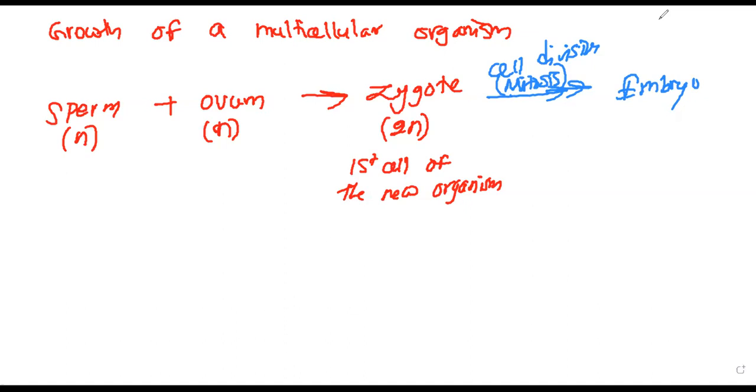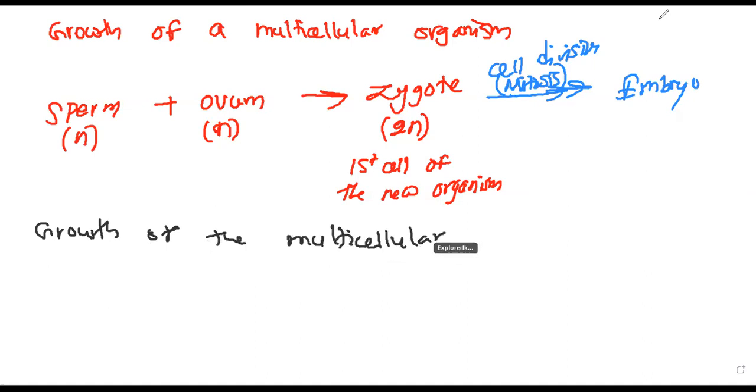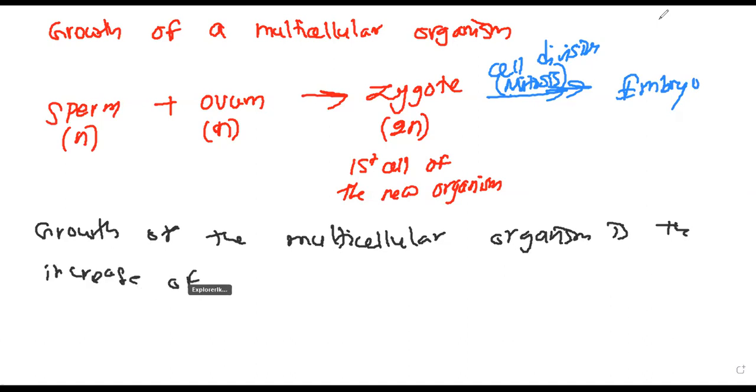So you have grown, you have increased the number of cells, right? So then you can have a definition for the growth of the multicellular organism. The growth of the multicellular organism is the increase of number of cells in the body.